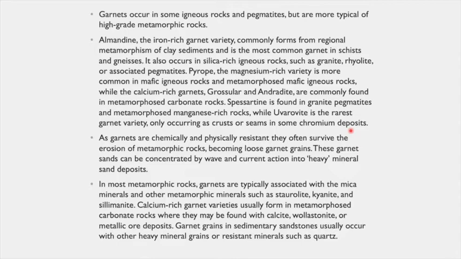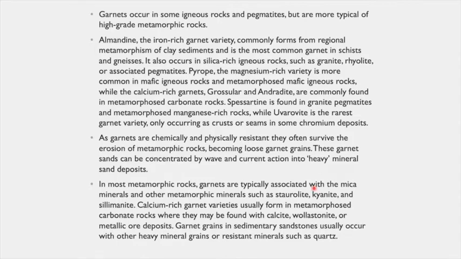As garnets are chemically and physically resistant, they often survive the erosion of metamorphic rocks, becoming loose garnet grains. These garnet sands can be concentrated by wave and current action into heavy mineral sand deposits. In most metamorphic rocks, garnets are typically associated with mica minerals and other metamorphic minerals such as staurolite, kyanite, and sillimanite. Calcium-rich garnet varieties usually form in metamorphosed carbonate rocks, where they may be found with calcite, wollastonite, or metallic ore deposits.